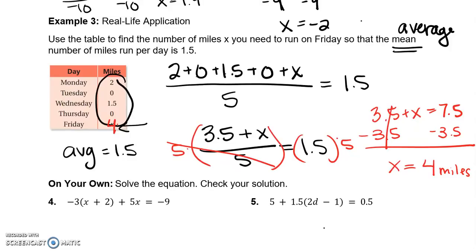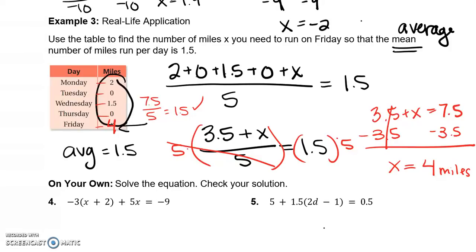Now, we can definitely check our work here. You can add 2 and 0 and 1.5 and 0 and 4. That's 4, 5, 6, 7.5 miles. Divide it by how many days, which is 5. And we should get our average, which is 1.5, which we do. So you can definitely check your work on that type of problem.